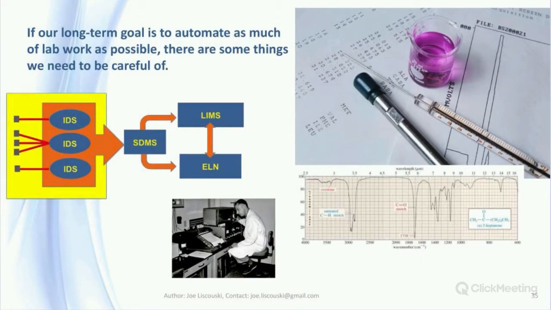If our long-term goal is to automate as much of lab work as possible, there are some things we need to be careful of. When we processed instrument output manually, we became intimately involved with it. We knew how baselines were drawn, how amplitudes were measured. We could see any anomalies that were present. Those unexpected elements might show up as distinct peaks or as bumps or deviations in the trailing edge of a peak. Once a deviation from the expected was found, it was up to the analyst to chase it down, repeat the analysis, and identify the problem component.